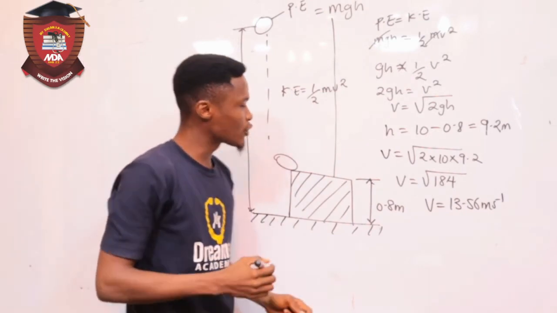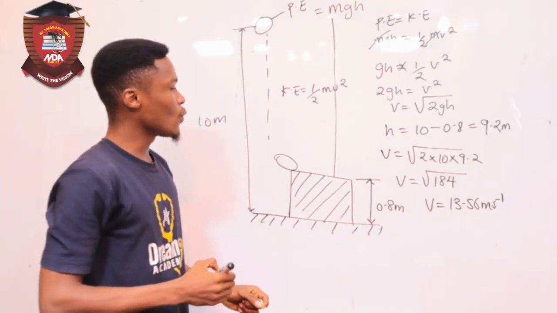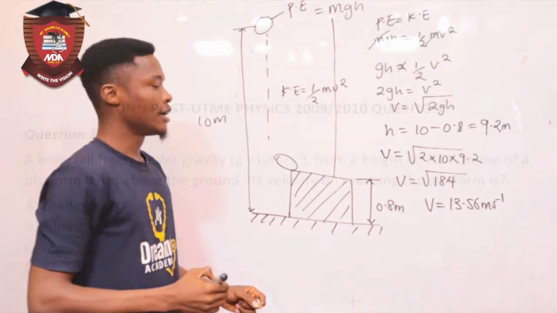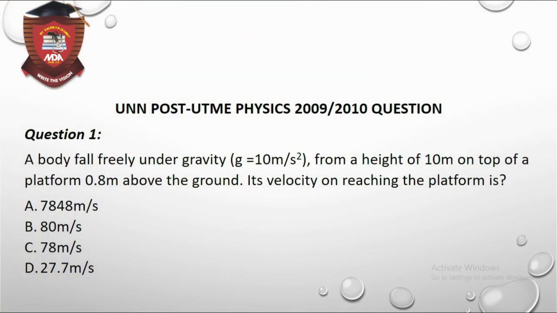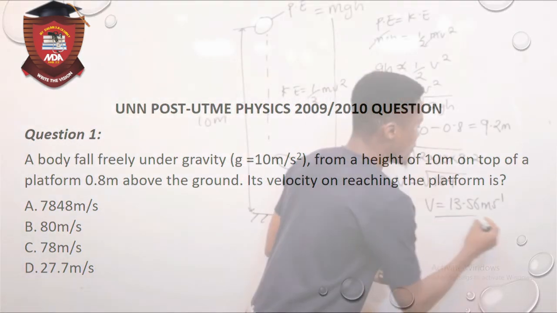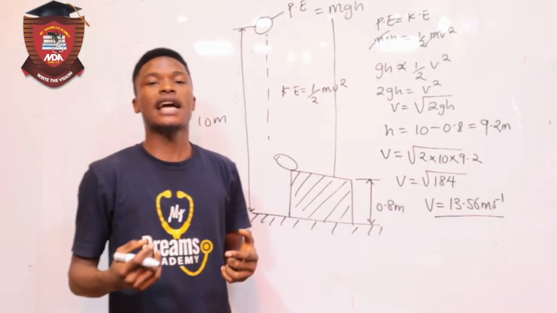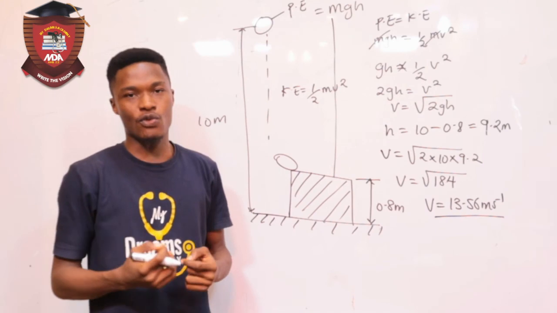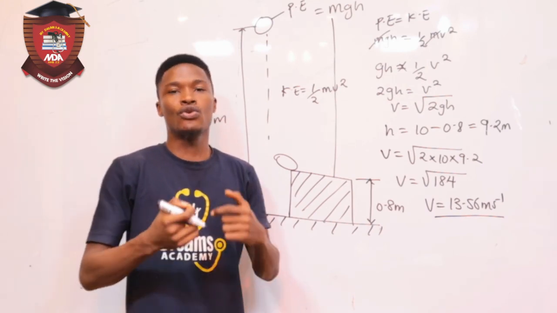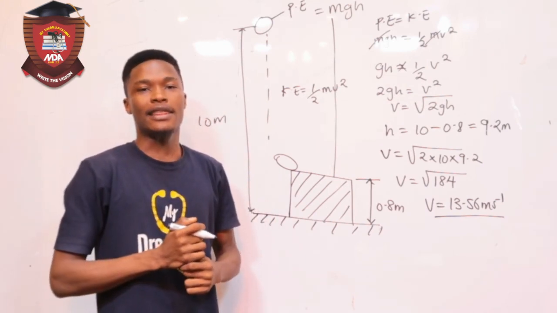Okay, now going back to the question, looking at the options, what do we have? Okay, so in the options we have 7848 meters per second, 80 meters per second, 78 meters per second, 27.7 meters per second. Okay, looking at that, we don't have the answer in the options. Which simply means that there is probably an omission. But what matters is to understand the concept behind the answer to the question, and that is how you can get the right thing in life.